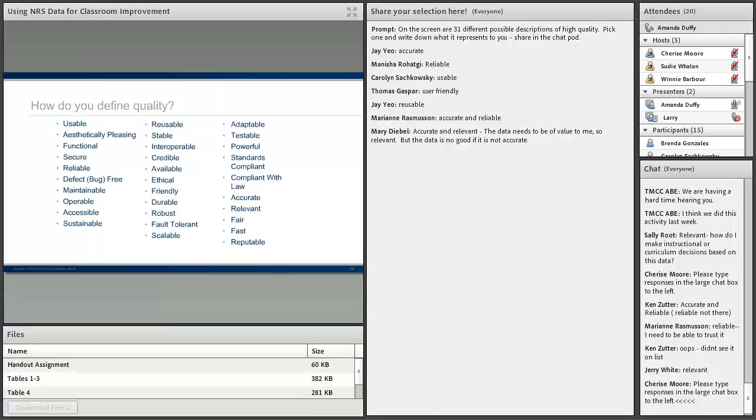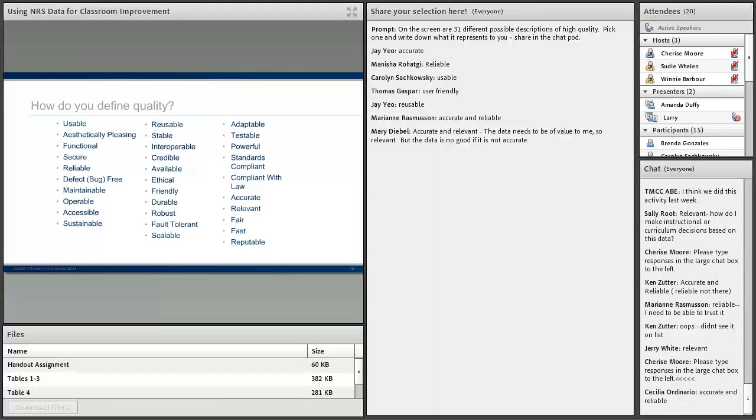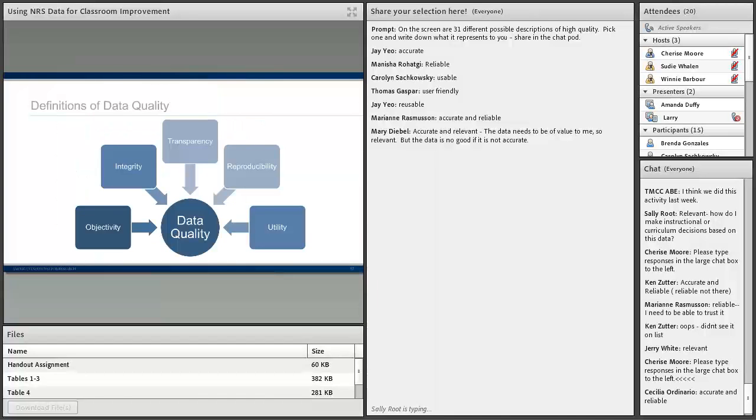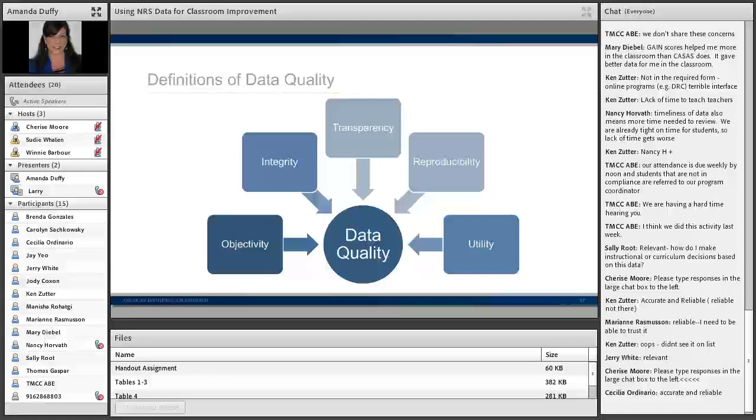Okay, it looks like everyone has stopped typing. The data quality across the board, regardless of where the data is coming from, has certain common characteristics. One is objectivity. Quality data contains information that is accurate and unbiased. So the data are presented clearly and completely, and the sources of the data are well documented. And this is really tying back to a lot of your comments, right? Reliable. It has to be reliable. Integrity. Data with integrity are not compromised, they're not corrupted, they're not falsified in any way.